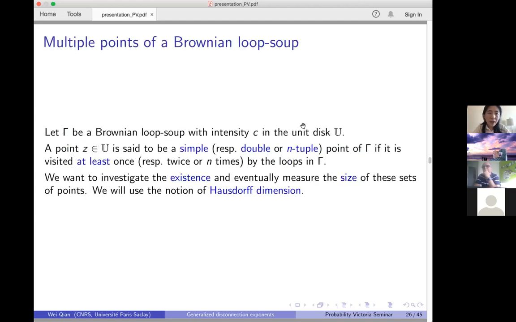Let us first define multiple points of a Brownian loop soup. A point Z is said to be a simple or double or n-tuple point of a loop soup if it is visited at least once, twice, or n times by all the loops together in this loop soup. We want to investigate the existence and eventually measure the size of these sets of points. And we will use Hausdorff dimension to measure the size.